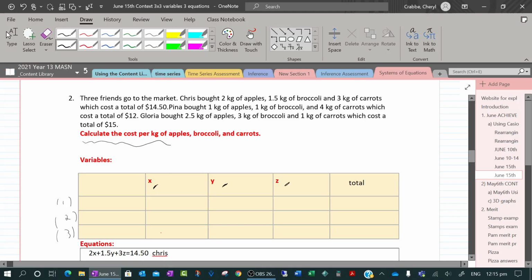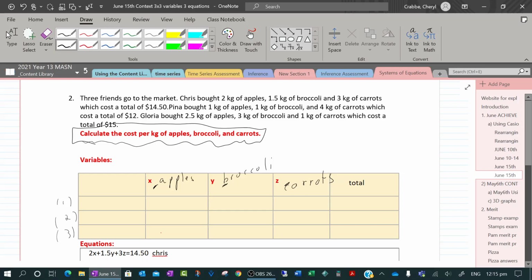So here's my question. It wants me to find the cost per kg of apples, broccoli, and carrots. So that tells me what my variables are going to be. X is going to be my apples. Y is going to be the broccoli. It doesn't matter if you use something other than X, Y, and Z, but I'm just going to keep it simple. And Z will be my carrots. Okay? So that's my variables.